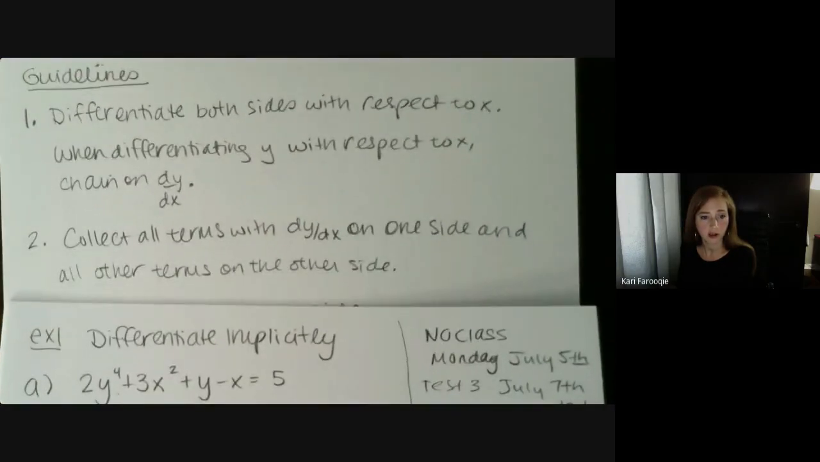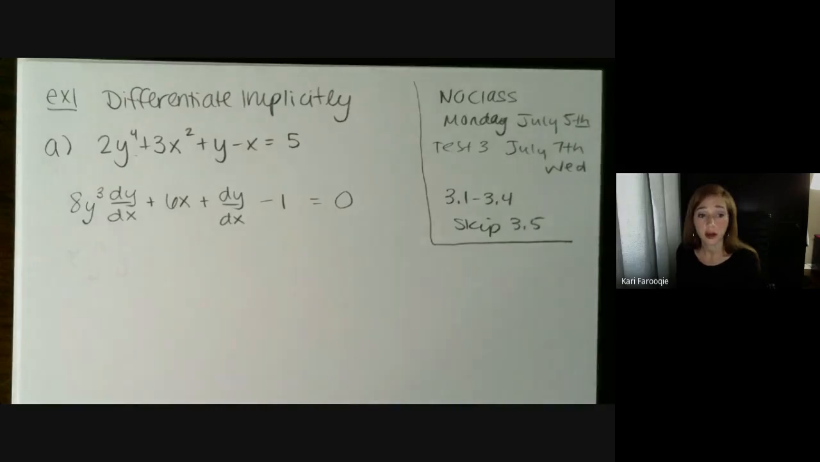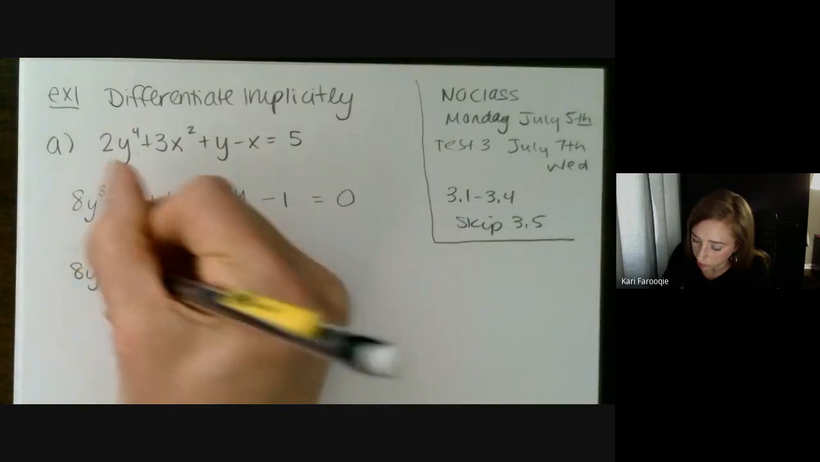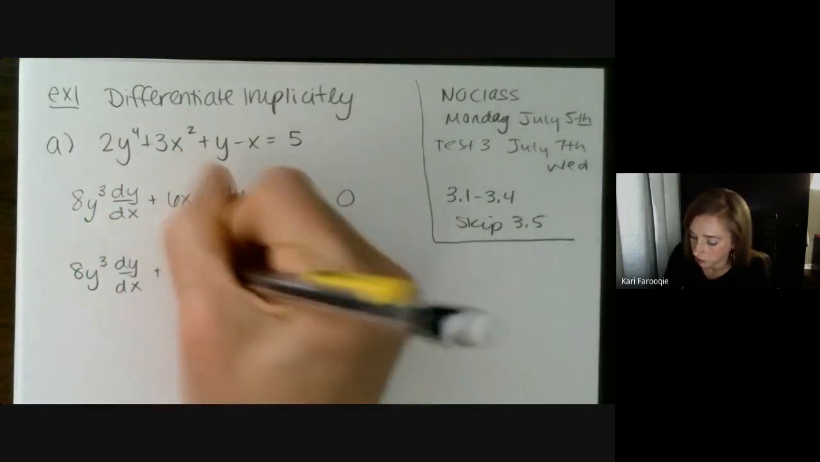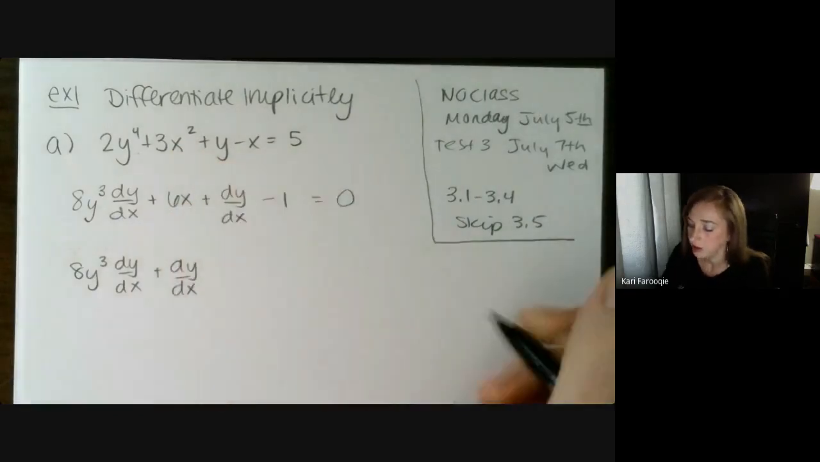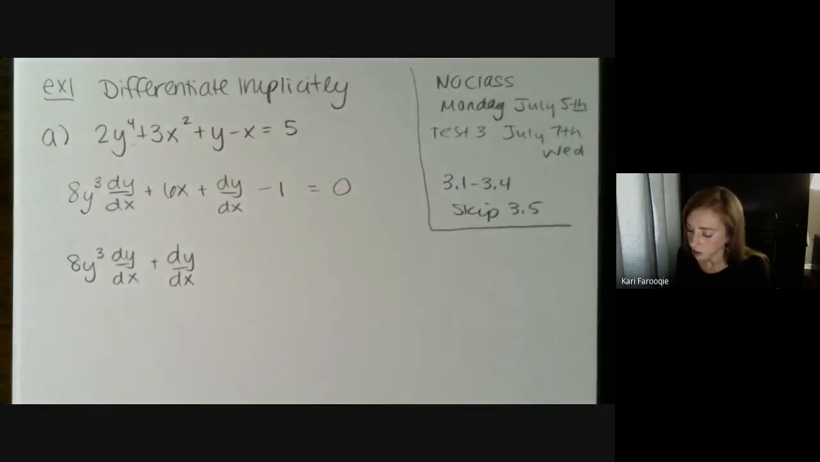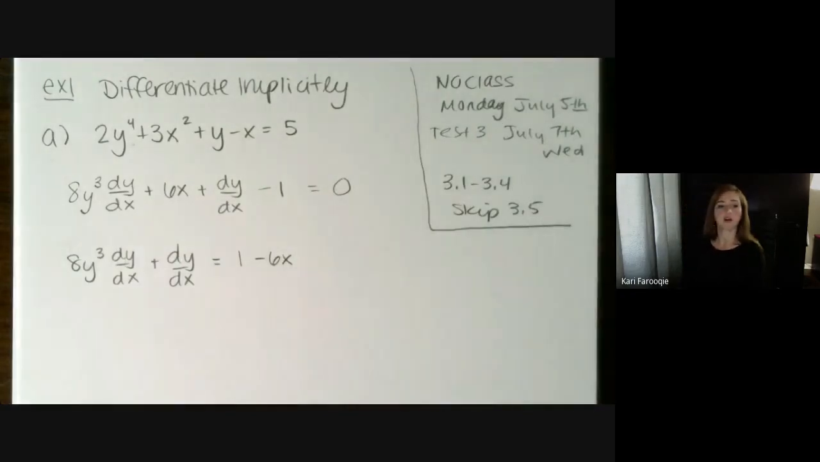Now we're going to collect all the terms with dy dx on one side and all the other terms on the other side. Now it's up to you what you want to do. I tend to leave my dy dx's on the left, but really it's more of just whatever is most convenient for the particular exercise that you're working on at the moment. So these two terms have a dy dx in them. I'm going to leave them right where they are. And then the non-dy dx terms I'm going to move to the other side. So that will become positive 1 and negative 6x.